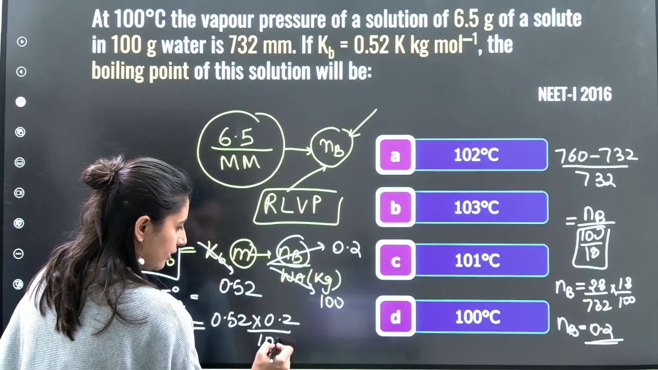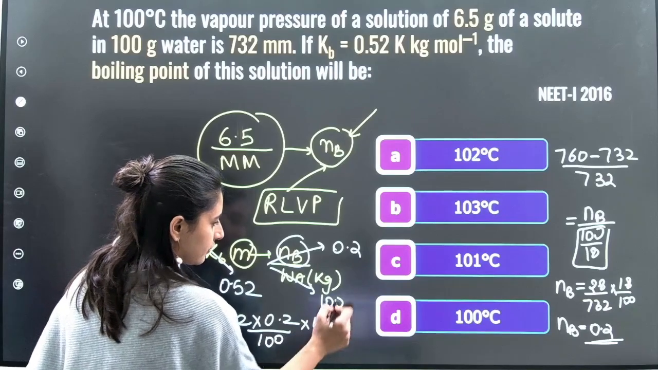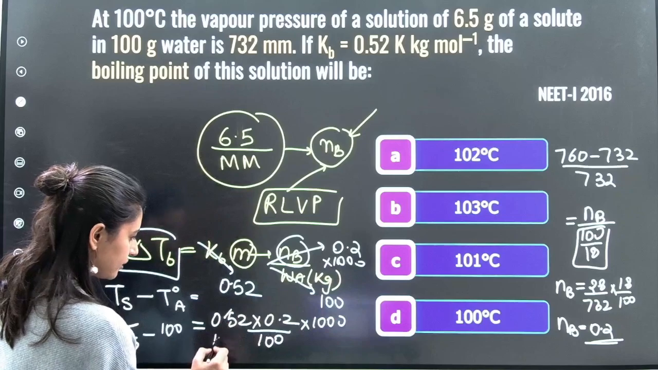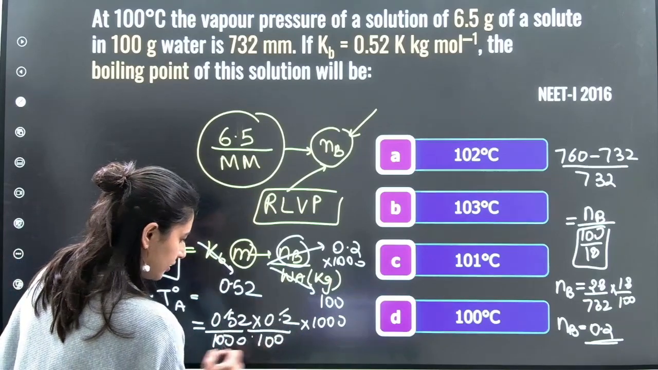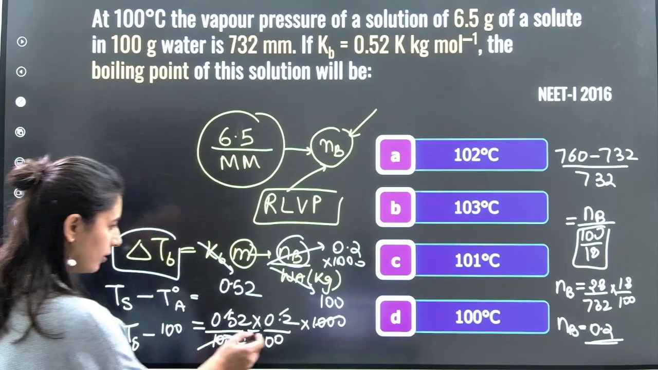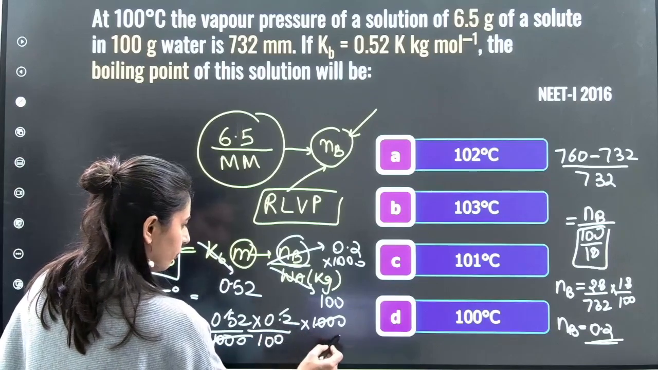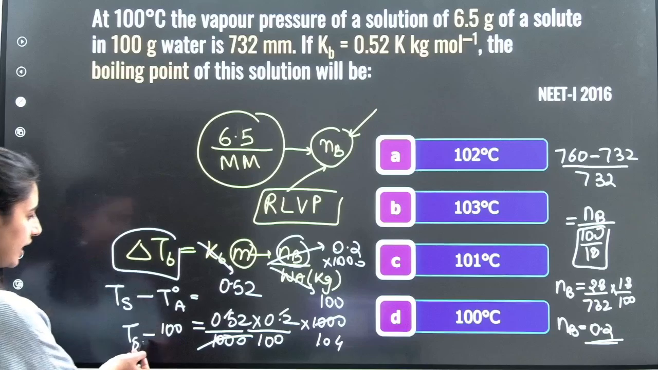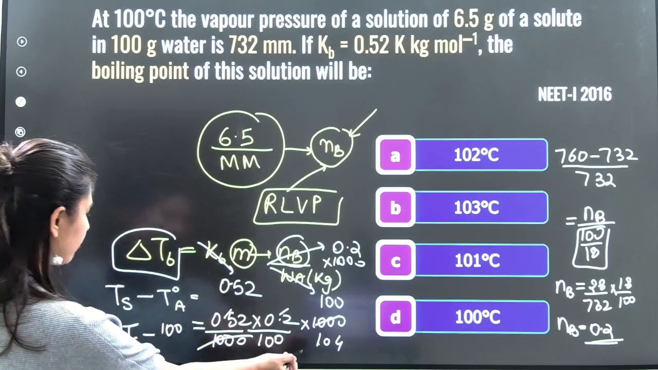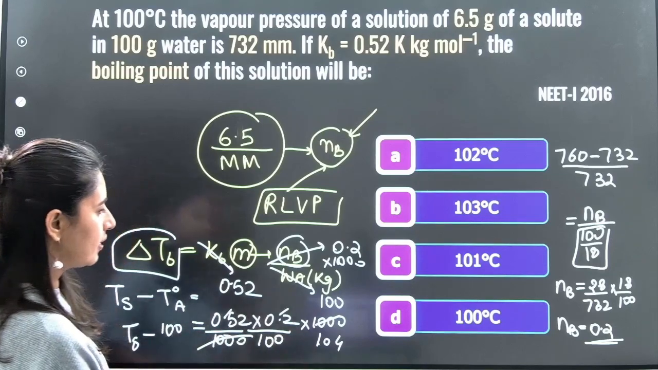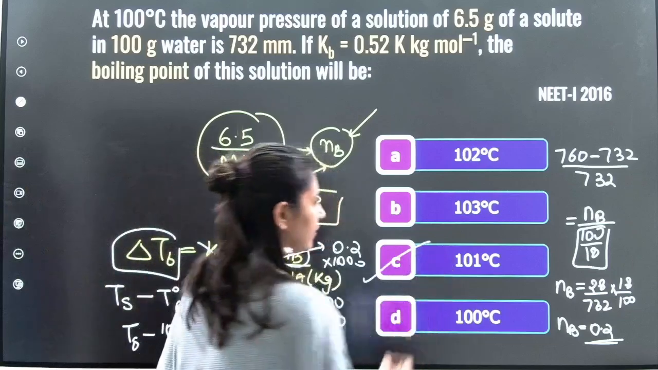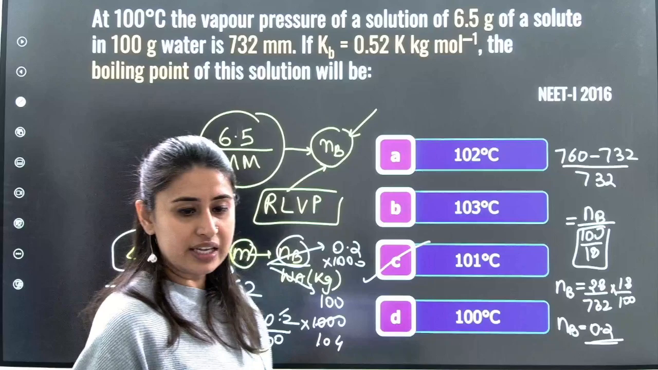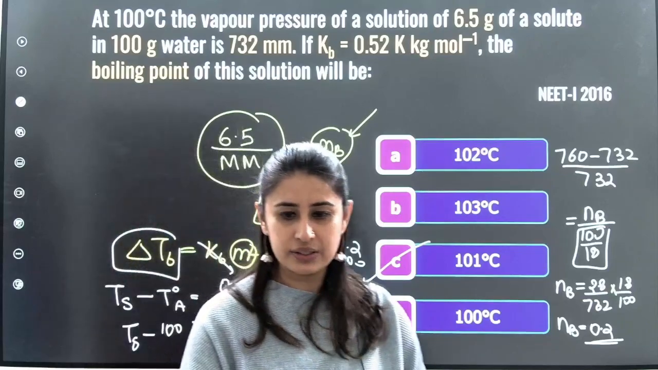0.2 divided by 100 into 1000, because we have to have the weight in kgs. So you can get rid of the decimals here. 100 here, 10 here, 1000 gone, 52. So 4, 10, 104 approximately, so 1.04. When you take TS, you have to add 100. So 100 plus 1.04 approximately will give you option C as the answer. 101 degrees approximately will be the answer to this question.